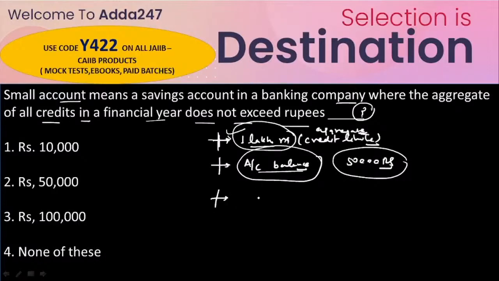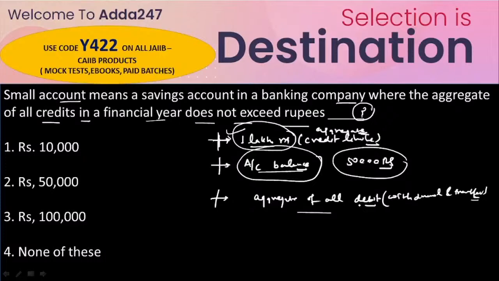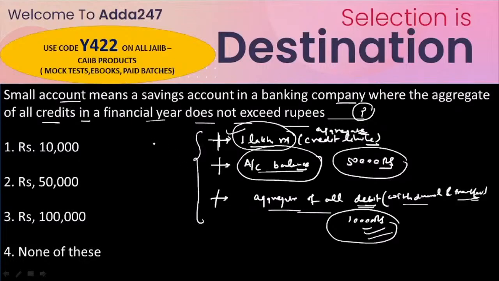And another feature is the aggregate of all debits, like withdrawals and transfers. So the aggregate of all debits, either in the form of withdrawal or transfer, should not exceed 10,000 rupees in a month. Okay, these three features are the most important related to a small account, and you should note them down.